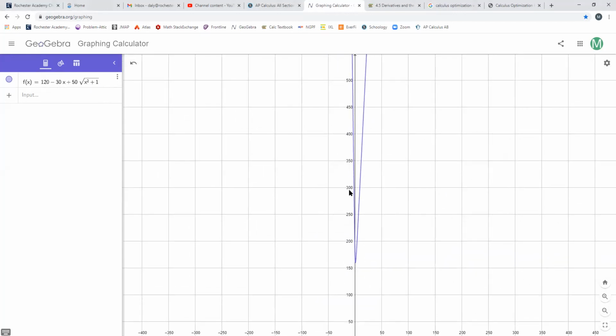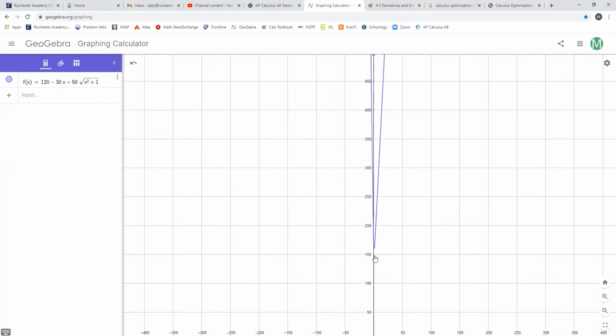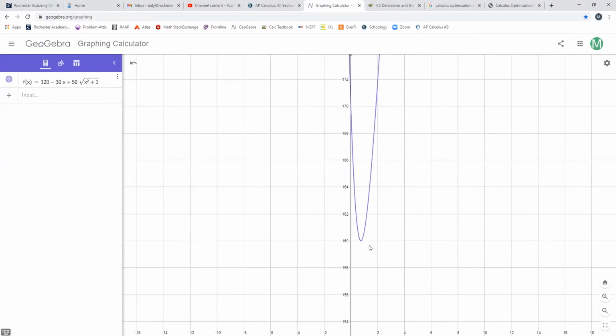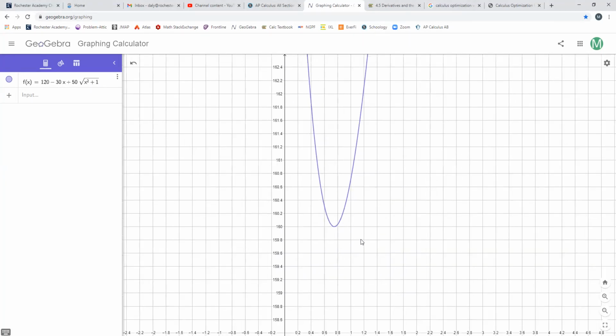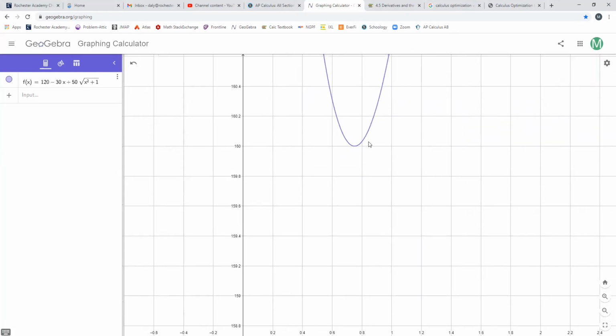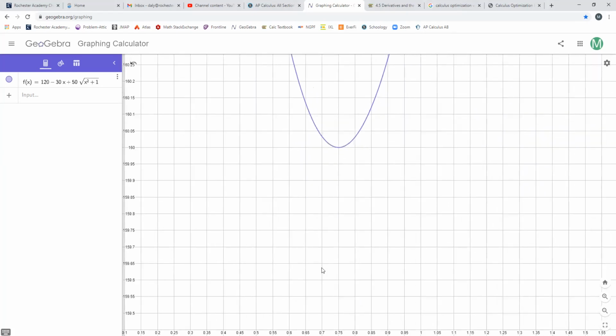So here's what the function looks like, and we can see the minimum value is going to be right down here somewhere. So let's zoom in on here and see if it matches our idea that it was going to be 3/4 of a mile. So there's 0.75 miles right where our minimum is. And what's the cost of that? That is equal to $160,000.